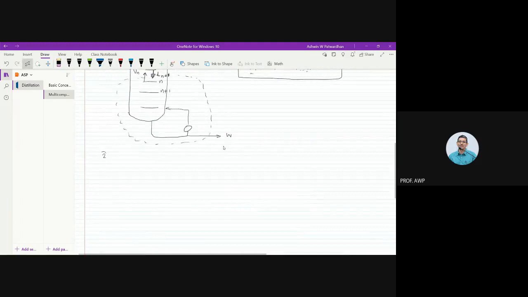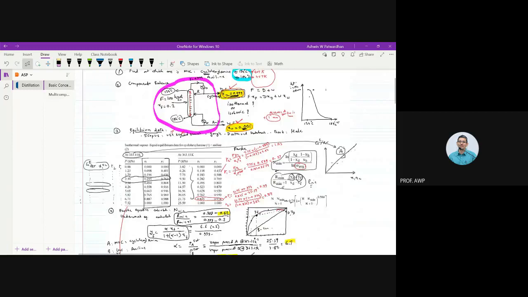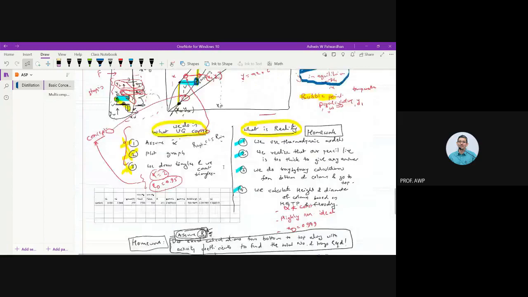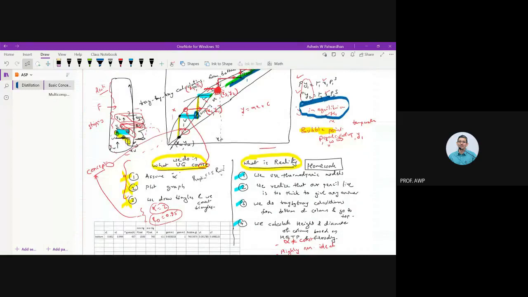Now tell me, Anirudh, go forward. Now what will you do? How will you find the number of theoretical plates? Look at what we discussed in the first part of the lecture, the first 1 hour of the lecture. What did we discuss? Don't you think we have to just do a bubble point calculation and an operating line? Don't you think so? Yes, sir.